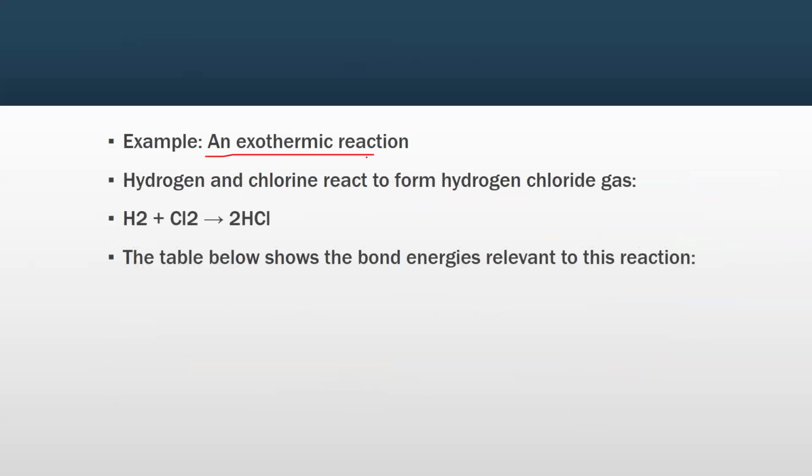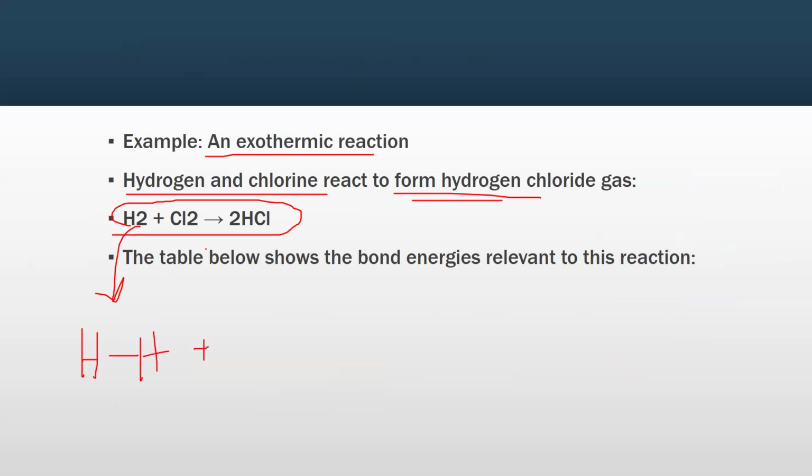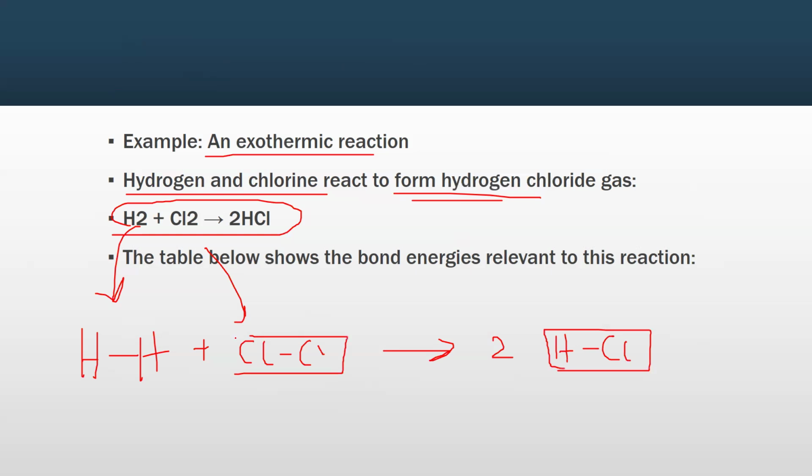For example, we have an exothermic reaction. Hydrogen and chlorine react to form hydrogen chloride gas and this is the reaction. अब H2 का क्या मतलब है? This bond plus Cl2 का बॉन्ड का क्या मतलब है? Cl बॉन्ड. ठीक है, forms what? 2 times HCl बॉन्ड. ठीक है, so we need the bond energy of this HCl bond, the bond energy of ClCl bond, the bond energy of HH bond.